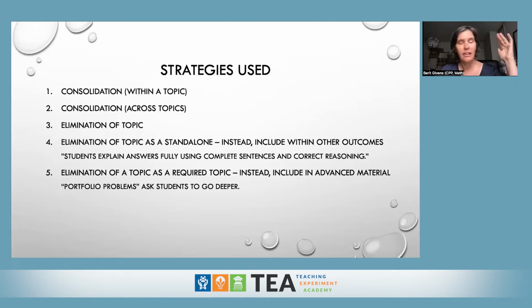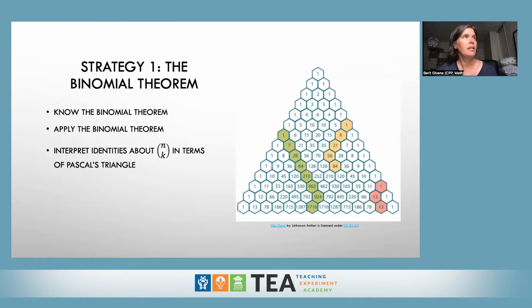So I had 5 main strategies, and I'll give you examples, but basically it was consolidation of topics, or elimination of topics, or moving topics from being a learning objective to somehow being incorporated in the class in some other way. So one example, and you don't necessarily need to know what these things are if you're not a combinatoricist, that's fine, but just to see the example.